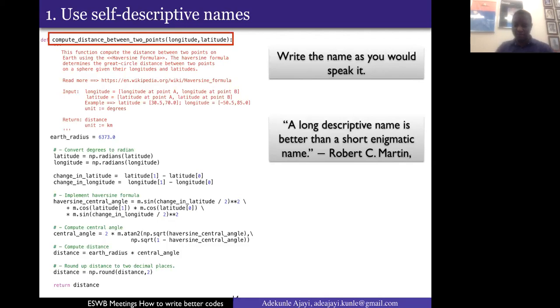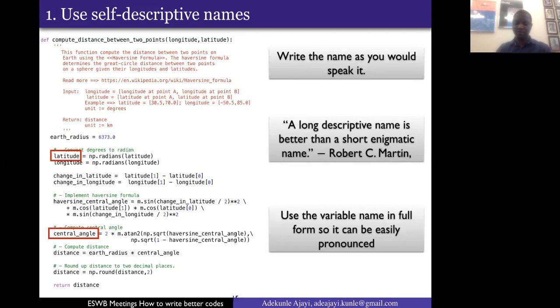I know most of us will do this, but it's not an acceptable norm towards writing good code. You need to write things the way you would speak it. Also, for the variables, you need to write the variables the way they can be pronounced, not lat. It's latitude, so write it as latitude. It is longitude, so write it as longitude. So central angle, write it as central angle and not cent angle.